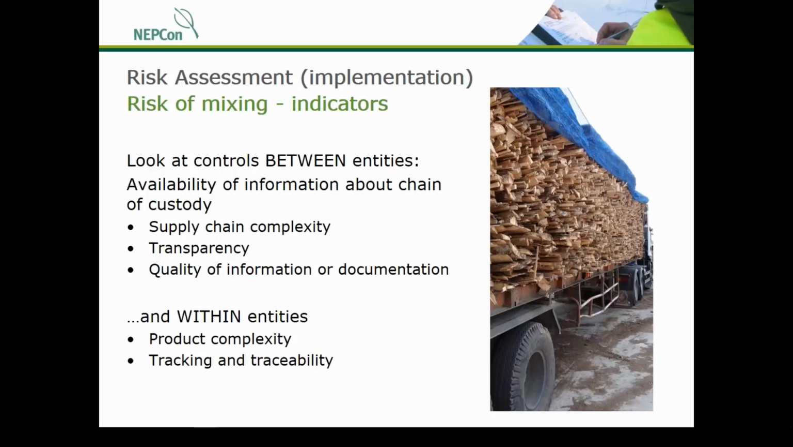Of course, risk of mixing is something where you look at supply chain complexity, transparency, and access and quality of information or documentation about the material supply chain. But also something that can happen within, for example, processing facilities, where you can look at whether it is a complex product where several types of inputs are used for production, or whether there are tracking and traceability systems put in place by the processing organization. So this step of looking at risk of mixing is something that everybody has to do, and is not directly related to the risk assessment conducted at national level.